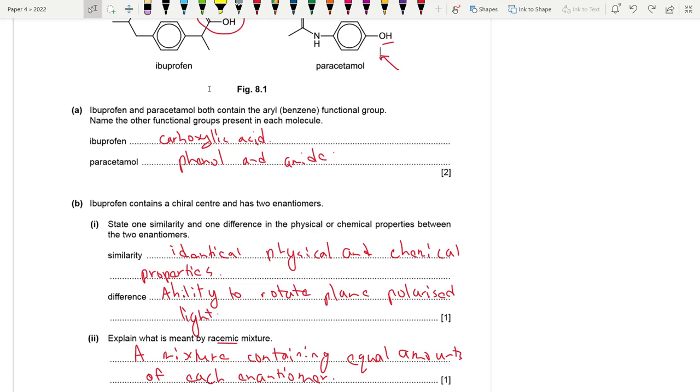So what are the similarities between the 2 enantiomers actually? Mainly, they don't differ physically or chemically. They have identical physical and chemical properties, okay, like same melting point, boiling point. So what's the difference? The difference is in their ability to rotate plane polarized light. One rotates it clockwise while the other rotates it anti-clockwise. That's it.